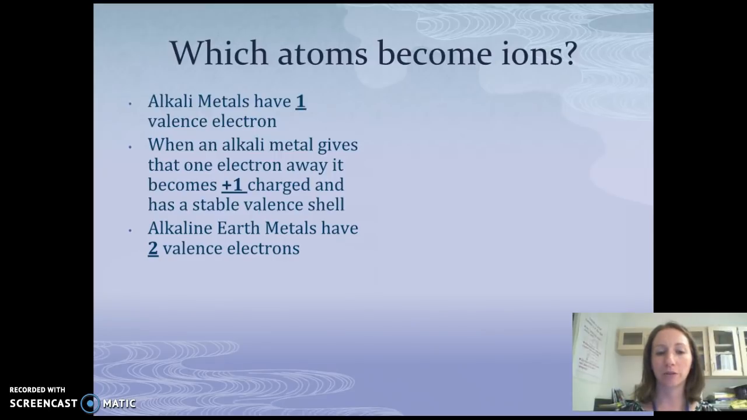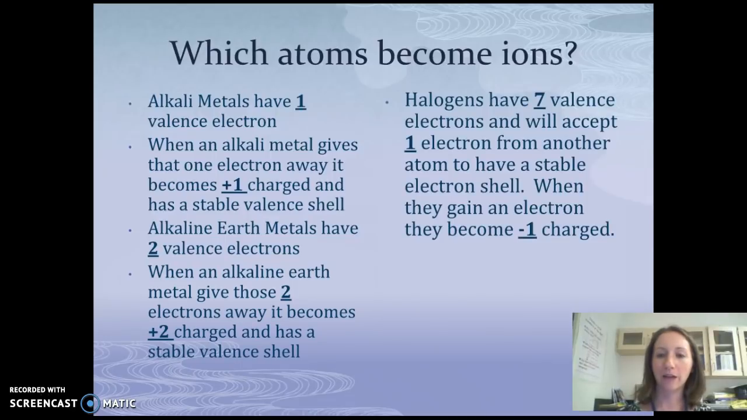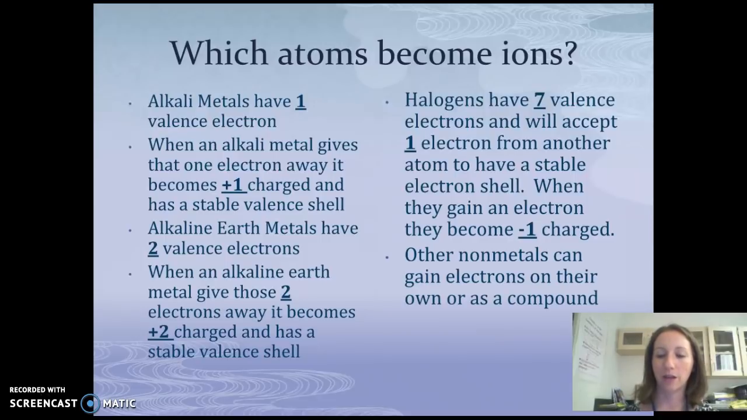Alkaline earth metals, since they have 2 valence electrons, they've got to dump 2 of those electrons, and they end up with a +2 for that reason. And then you've got the halogens. They've got 7 valence electrons. They can't really get rid of 7, or it would be a lot of work. So it's much easier for them to gain 1. So when they take on 1 electron, they end up with a -1 charge.